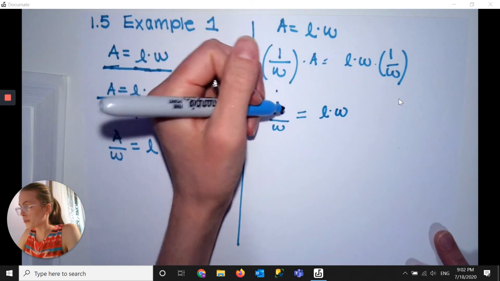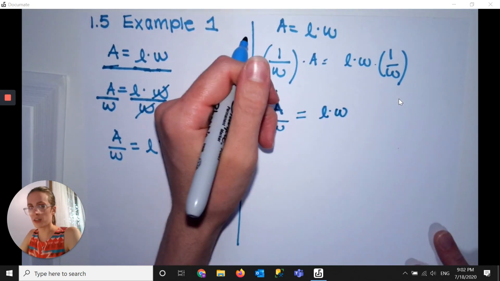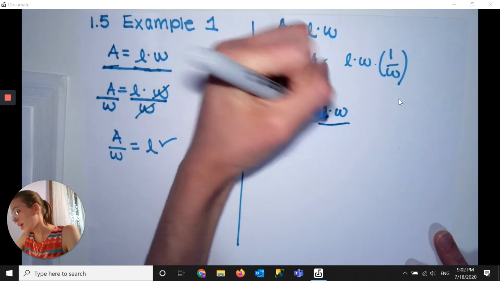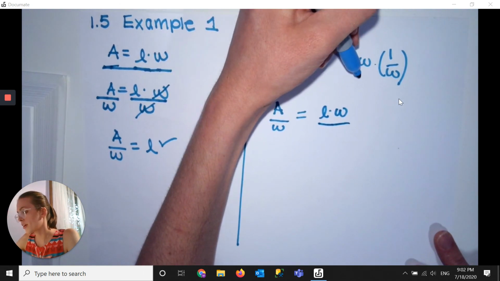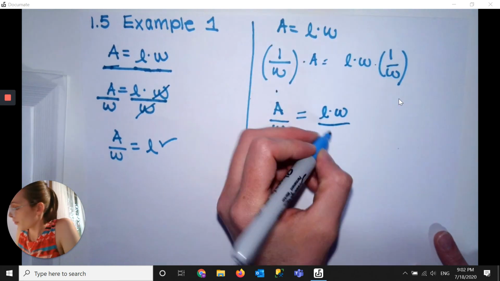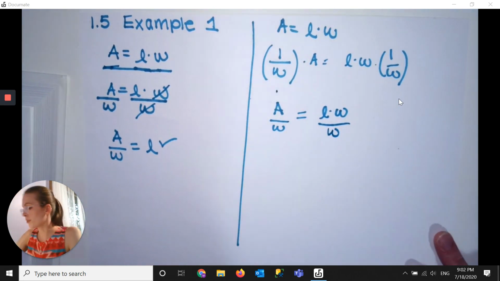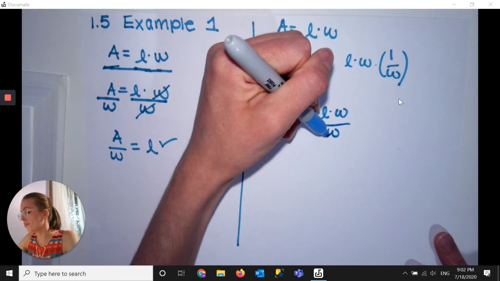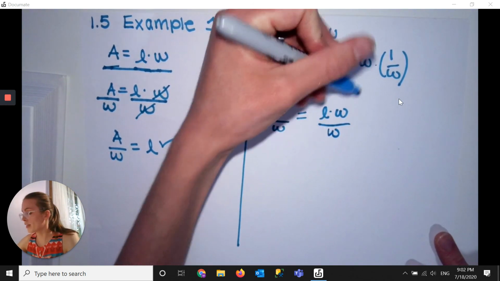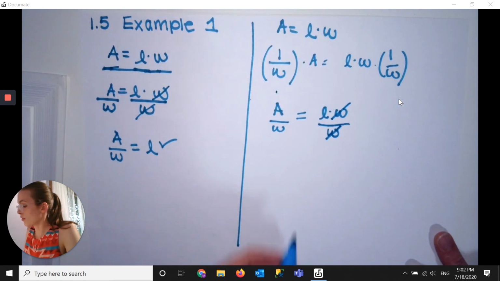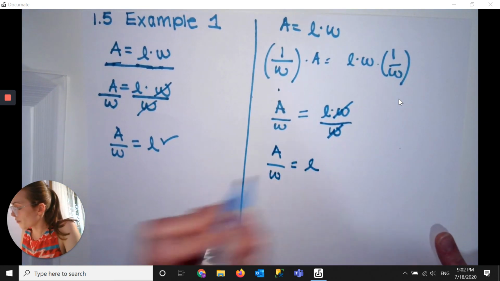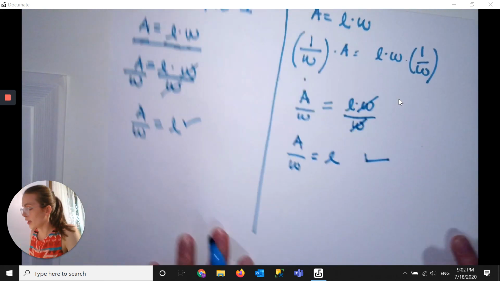And then multiplication by 1 will yield the same thing. So we can ignore that multiplication by 1. And then for the denominator, we'll say it's 1 times W. So it'll be L times W over W. And again, we'll get this W over W here, which simplifies to just 1. So those will cancel. So we end up with A over W equals L. And we've solved for L.